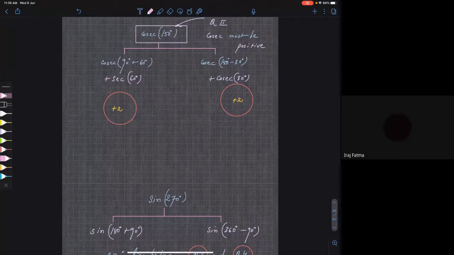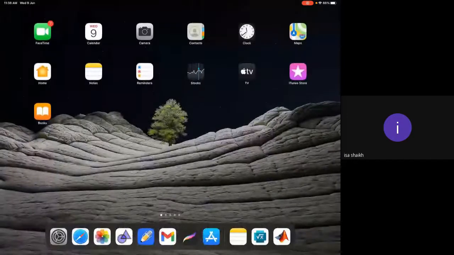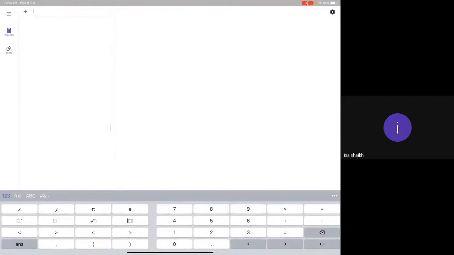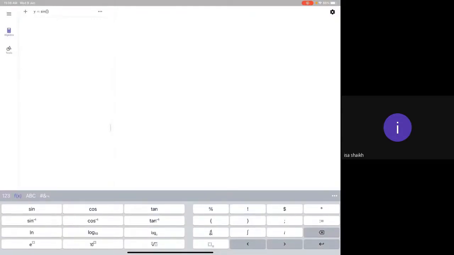Sine 270 is -1. We have also seen the graph of sine x, remember? Let me just go back and show you the graph. So if I write y equals sine x, what do I get?